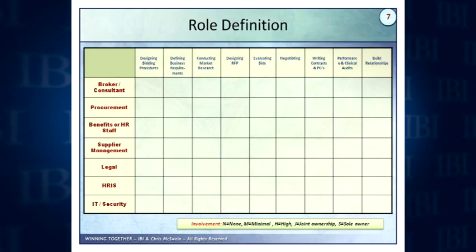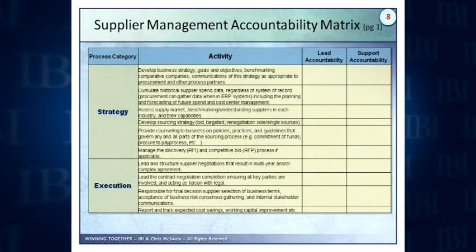Another suggestion is to use this as a conversation device when you meet with each key stakeholder. I've always found this tool useful in determining how well aligned we may be to the key stakeholders. In the Supplier Management Accountability Matrix, this matrix goes much deeper than the Role Definition tool. Strategy and execution are added to the segments described in the Supplier Management Roadmap in the left column.